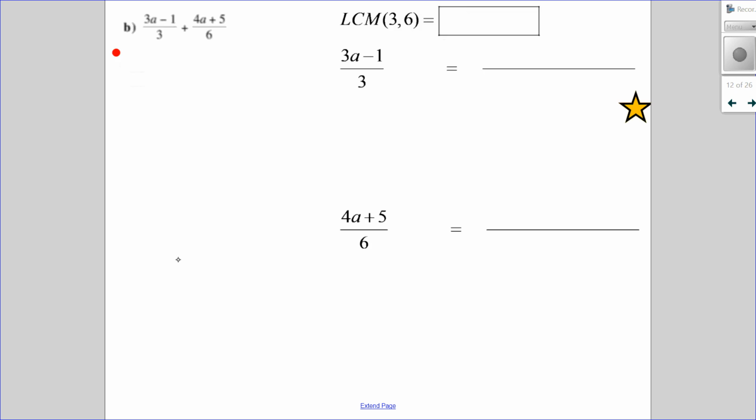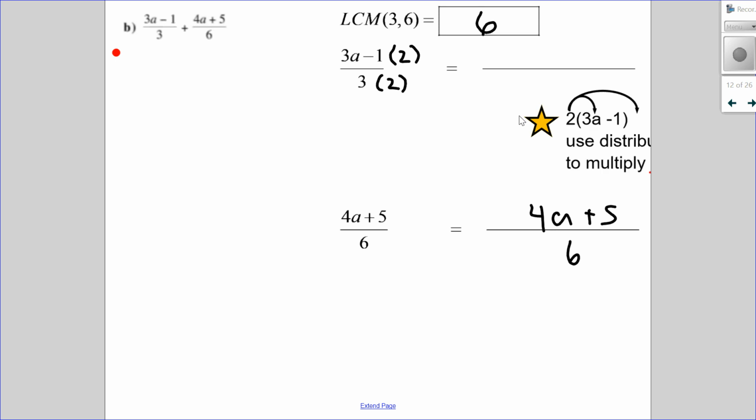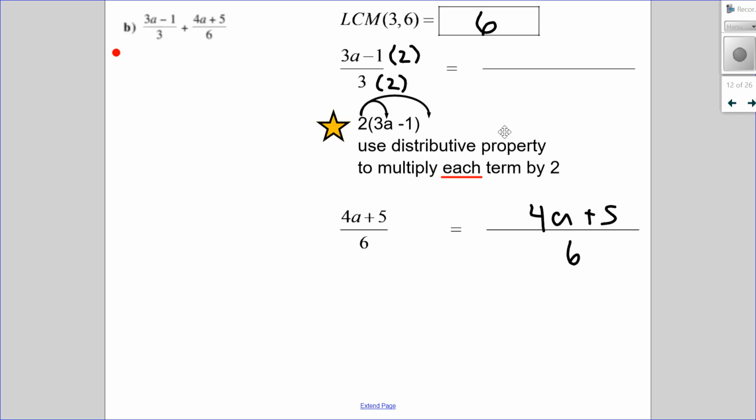Okay, for this one here, I have a binomial. Denominators are different. So lowest common multiple between 3 and 6 is 6. So this one stays the same because it's already out of 6. In this one here, I'm going to multiply the denominator by 2 and also multiply the numerator by 2 as well. Now this time here, we have to be careful because we're multiplying a binomial by 2, so I need to apply the distributive property.